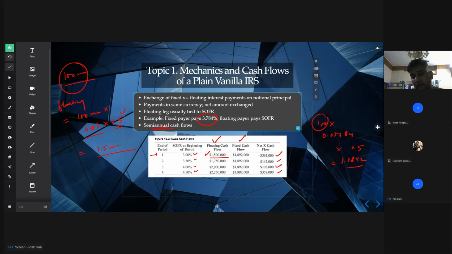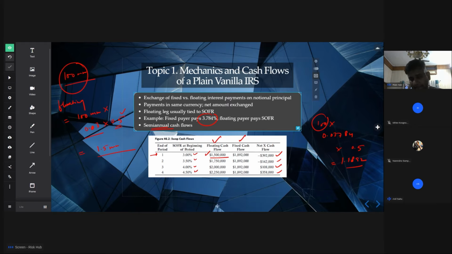When you have to find the net, it can be found either way. You can do fixed minus floating, or floating minus fixed. But if they tell you that you are, let's say, the fixed payer, then you take it from your side: what I am paying is negative, what I am getting is positive. What you are receiving will be positive, and what you are paying will be negative. But if nothing is given, you take whatever the net is.